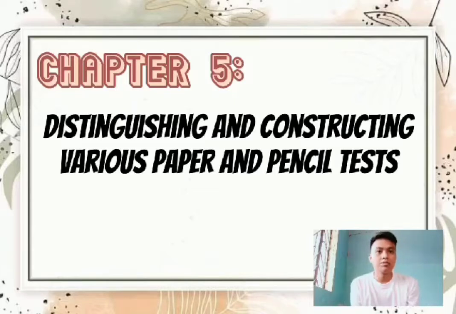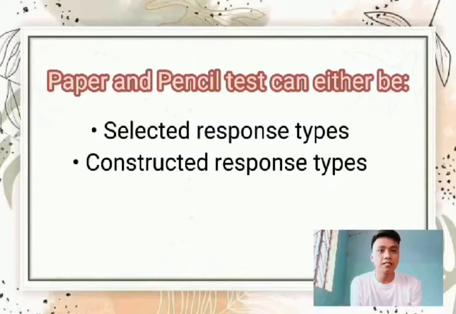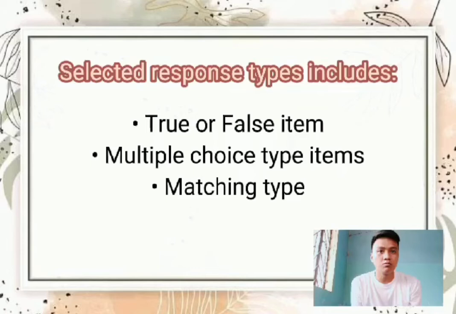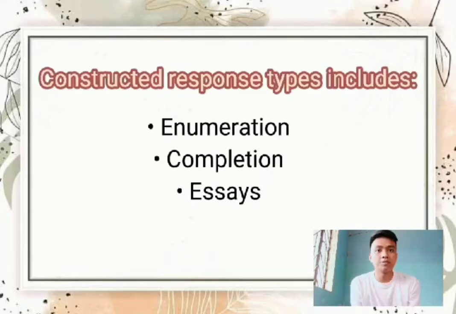Chapter 5 is all about distinguishing and constructing various paper and pencil tests. This chapter focuses on developing paper and pencil tests for assessing the attainment of educational objectives based on Bloom's taxonomy. Paper and pencil tests can either be selected response or constructed response types. Selected response types include true or false items, multiple choice type items, and matching type, while the constructed response type of test includes enumeration, completion, and essays.